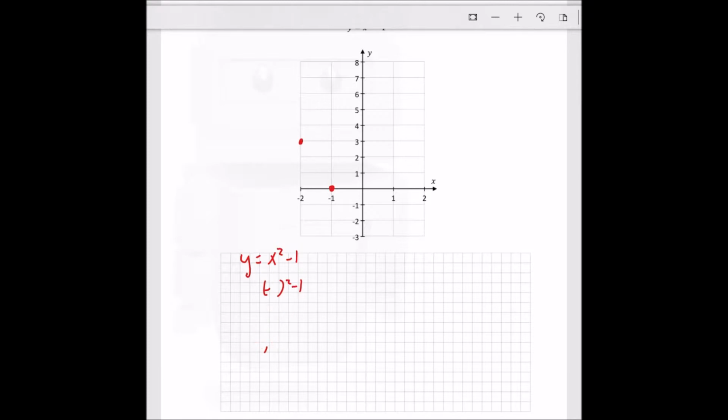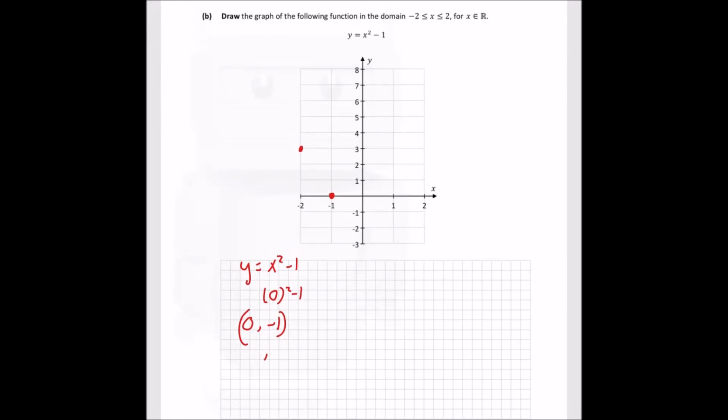We put in 0. 0 squared is 0. Minus 1, so we put in 0 and we got minus 1. Put in 1. 1 squared is 1. Minus 1, which is 0. So we get out 0 when we put in 1. And that last one. Put in 2. 2 squared is 4. Minus 1, which is 3. So we put in 2, we got out 3. There we go, and we draw our curve. And there we go.